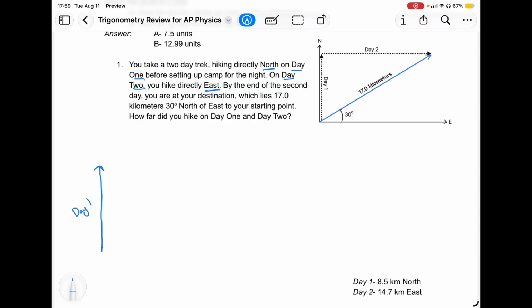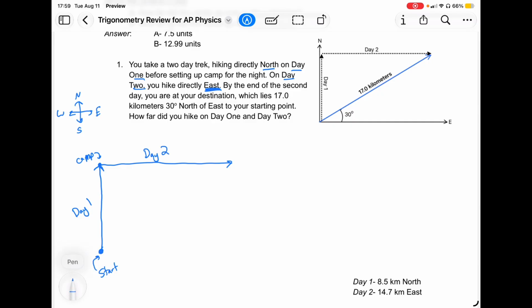All right, so I'm going to draw, and remember that usually our little cardinal coordinates, we've got north up, south down, and then going right is east and going left is west. So if we started, here is our start point at the beginning of day 1, and then we ended day 1 right here. We set up camp. That's where we camped. And then starting from there, on day 2, we went directly east. So now I'm going to go to the east some amount, and we'll call that day 2.